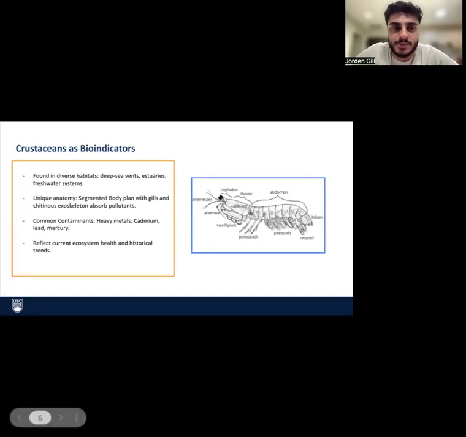In addition to direct absorption, crustaceans are able to accumulate pollutants through dietary uptake by consuming contaminated sediments, such as heavy metals like cadmium, lead, and mercury, which are also some of the most common contaminants found within crustaceans. And by studying crustaceans, scientists are able to gain insight into both present and past ecosystem health. Their ability to track a range of pollutants from heavy metals to hydrocarbons emphasizes their critical role in aquatic ecosystem monitoring and conservation efforts.